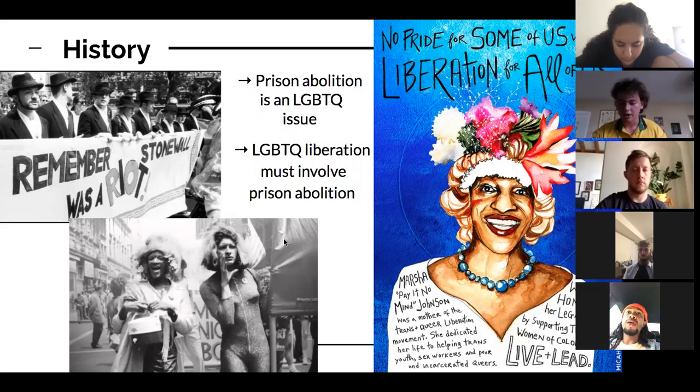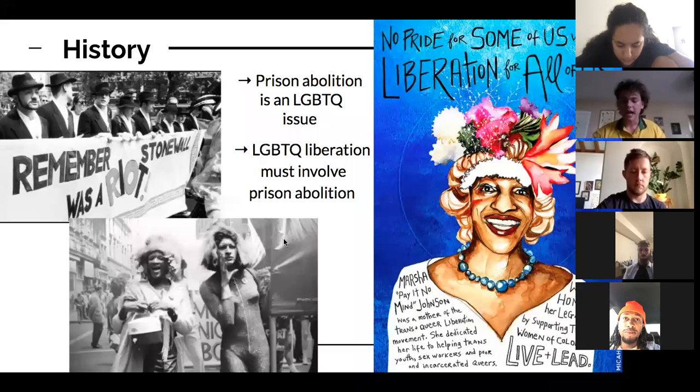And the picture on the bottom left shows Marsha P. Johnson on the left and Sylvia Rivera on the right during a march in New York City. And the artwork on the right is by Micah Bazant, and it is an illustration of Marsha P. Johnson, along with some words about her legacy.